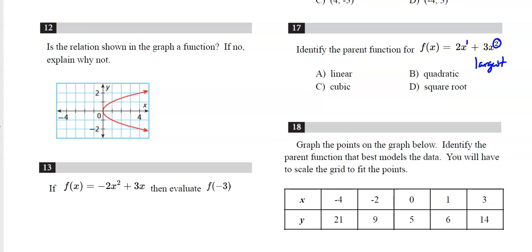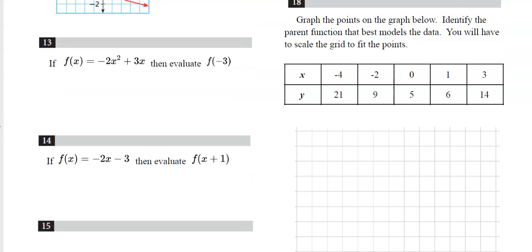That's an x squared. Some people added those together and thought it was 3, thought it was cubic. But an x squared is a quadratic. So remember, the cubics are x to the third. Square roots are going to have that in there somewhere. Linears are x to the first. Quadratics are x squareds.